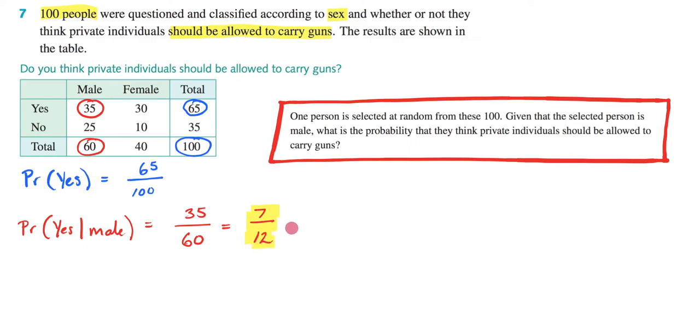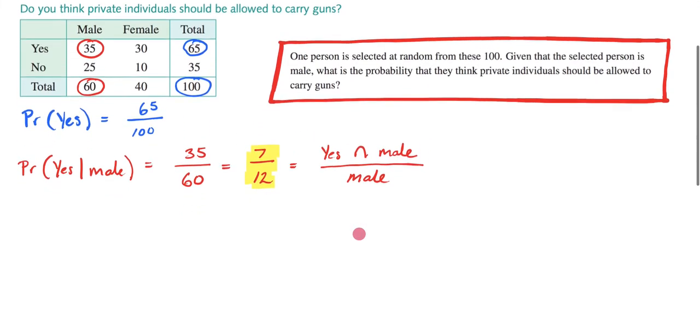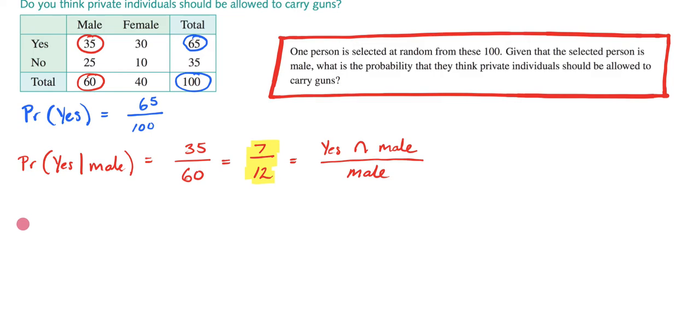And let's just stop and think about this for a second. What we did is we found where yes and male had an intersection point, and we took it all over the males. So this 35 is the intersection of yes and male, and then we divided that by the total amount of males. Before we move on, I want to talk about another way we could have approached this question. So to find the probability of yes given that they are male, we could have also done this.